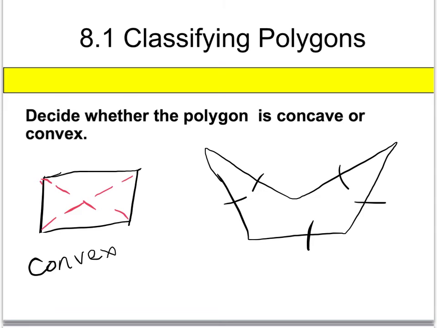Now, on the right side, you will see that in this shape you can actually connect two non-consecutive vertices here and here. If we connect them with the line, as you see with my wonderful dashed line, not exactly straight, you will see that those points are on the exterior of the shape, on the outside of the shape. So when we have a diagonal that connects two non-consecutive vertices through the exterior of the polygon, that is known as a concave polygon.